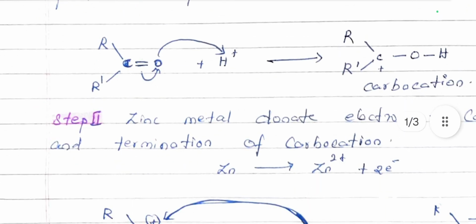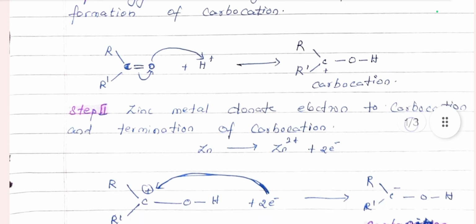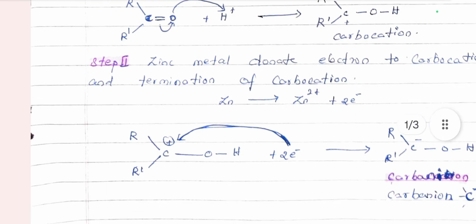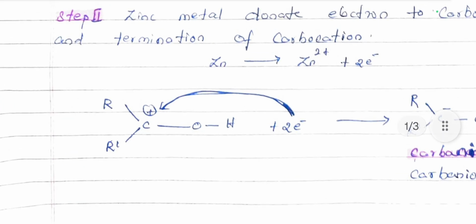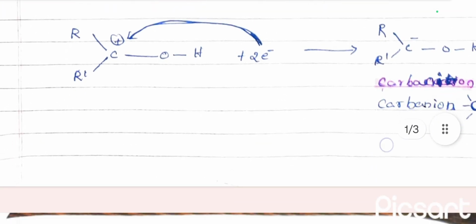In the second step, zinc metal donates electrons to the carbocation, and termination of the carbocation takes place. The electrons provided by zinc are abstracted by the carbocation, and it is converted into a carbanion. The carbanion is an electron-rich atom, a carbon that has abstracted electrons and become an anion rich in electrons.